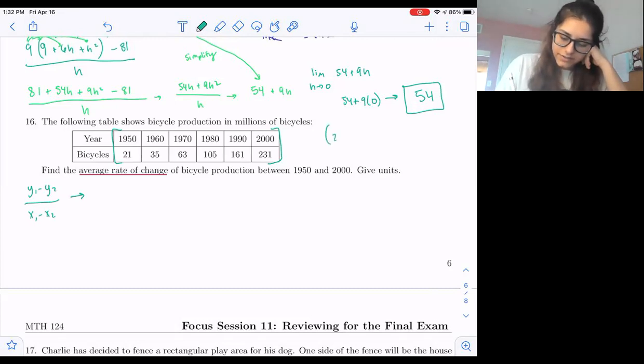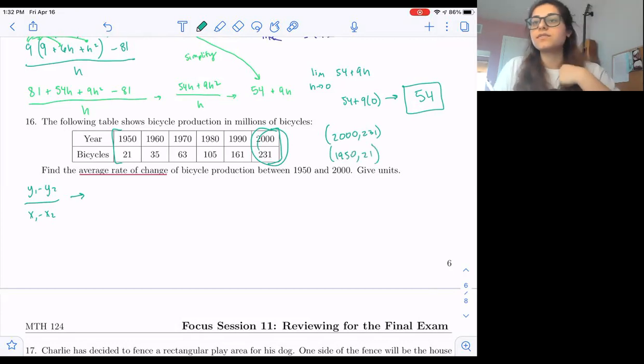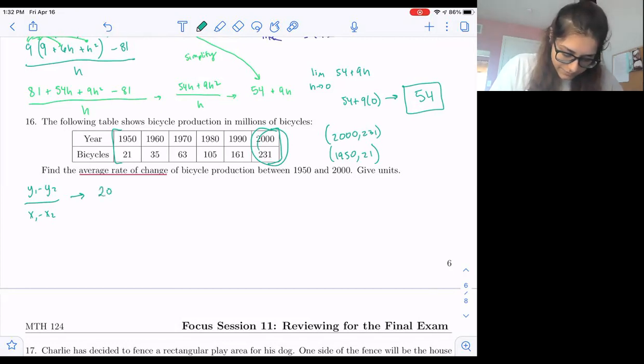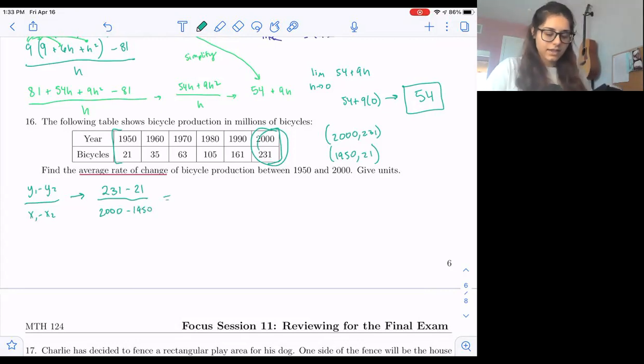So when I plug in my values, I have 2 points here. One point is 2000, 231. So that's that point right there. And our other point is 1950, 21. So we're going to use those 2 points as our y1, y2, x1, x2. So y1 can be 2000. Oh, no, that's x, sorry. Y1 can be 231. There we go. And y2 will be 21. x1 will be 2000, and x2 will be 1950. Plug that in the calculator. And that gives us 4.2.